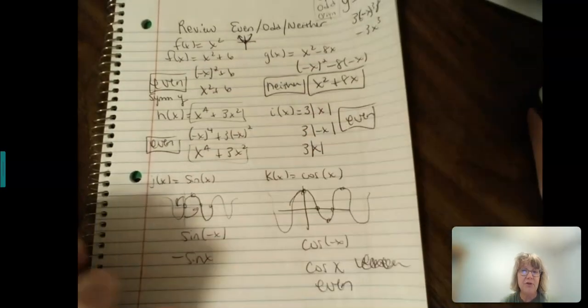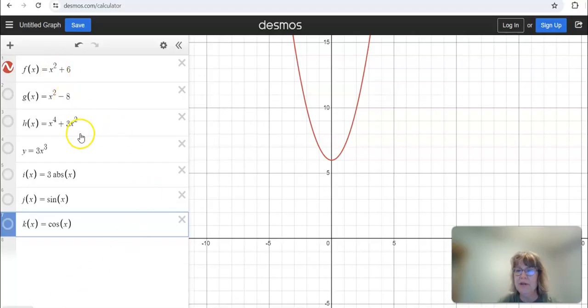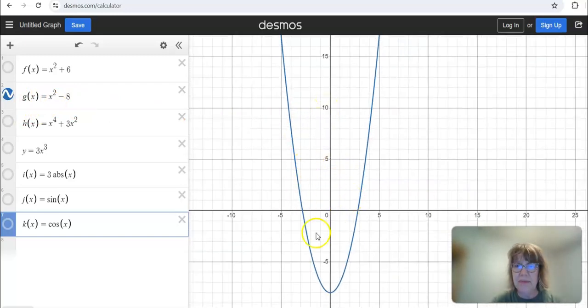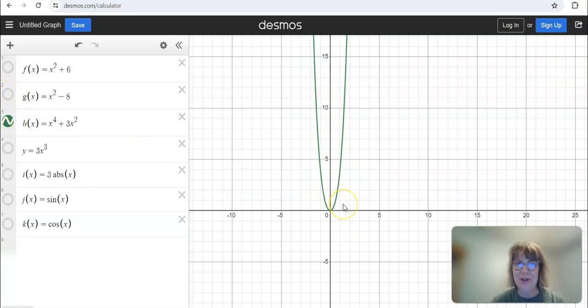Okay, let's look at the graphs of these quick. I'm going to pause for a second and bring up Desmos. Okay, I went ahead and pre-typed in the functions just to make it a little faster. All right, this was our first one. And notice it's symmetric to the y-axis. So that is even. Here, okay, if we look at this one, it is also symmetric to the y-axis, right? It can reflect over the y, right? So that is even. This one, also symmetric to the y-axis, it's even.